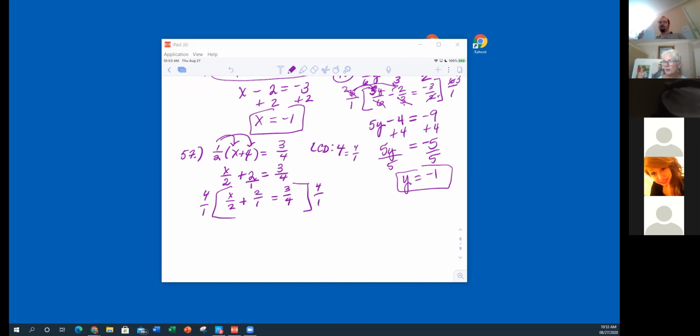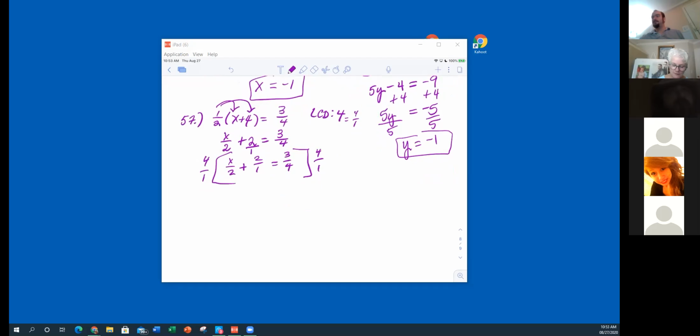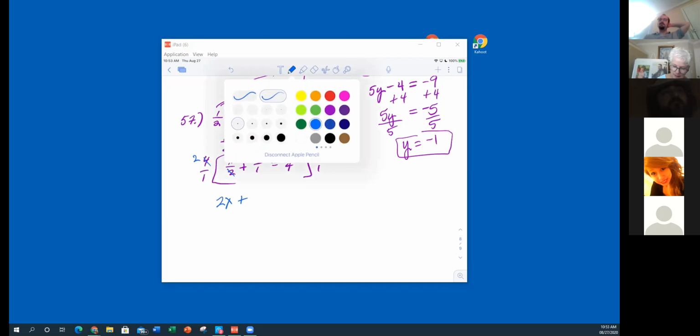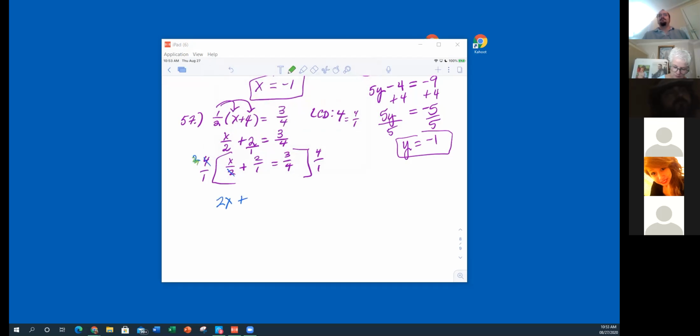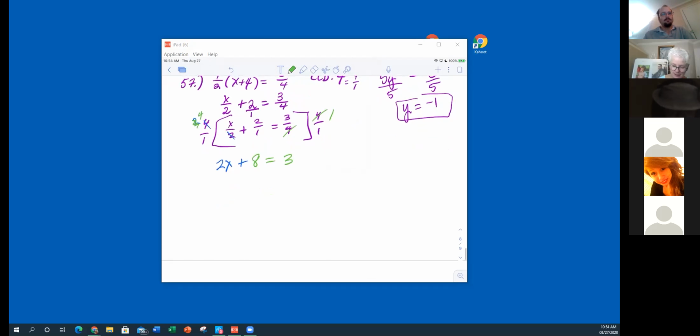If I multiply 4/1 by x over 2, how many times does 2 go into 4? 2 times. And 2 times x is 2x, right? Plus, how many times does 1 go into 4? 4 times. And 4 times 2 is 8. How many times does 4 go into 4? 1 time. And 1 times 3 is 3.